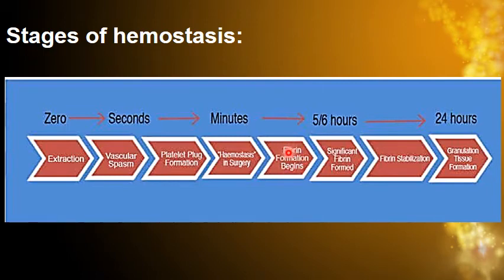After that, the clotting or coagulation process will start, with the intrinsic and extrinsic pathways, ending with the fibrin clot. After 24 hours we will have a stable fibrin clot and the transformation of this fibrin clot into a granulation tissue. By 24 hours we should have no bleeding. These are the complete hemostasis stages.